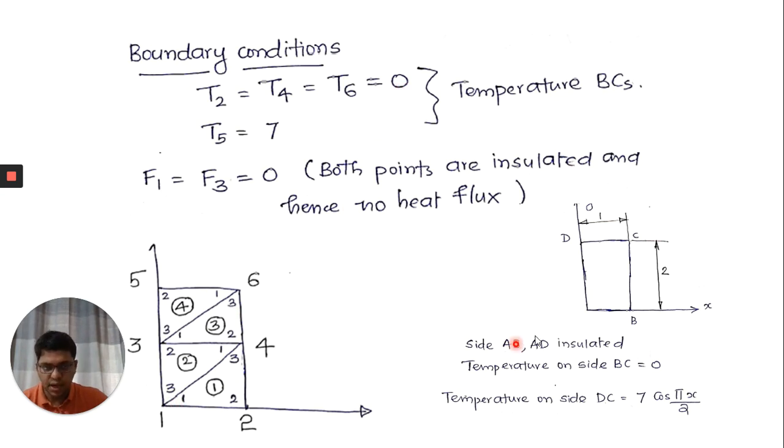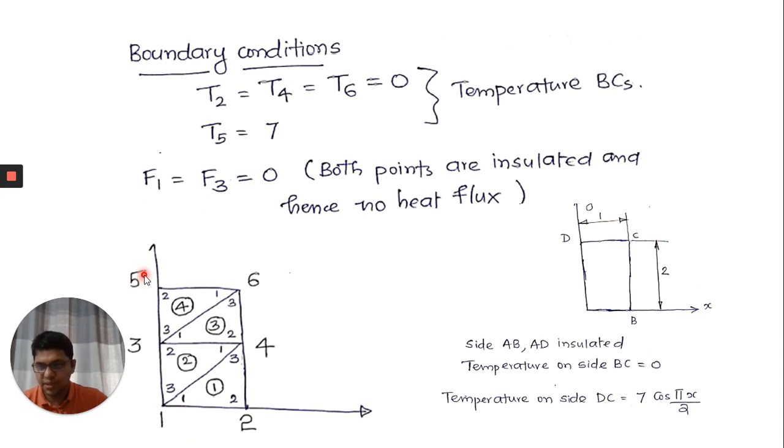Now, if you look at the other condition given, side AB and AD are insulated. So you have the side AB and you have the side AC. Sorry, you have the side AD. So that is insulated. That means the heat flux from this side and heat flux from this side will be equal to 0. Now, what are the nodes on that side? Node 1, node 2, then node 1, 3, and 5.